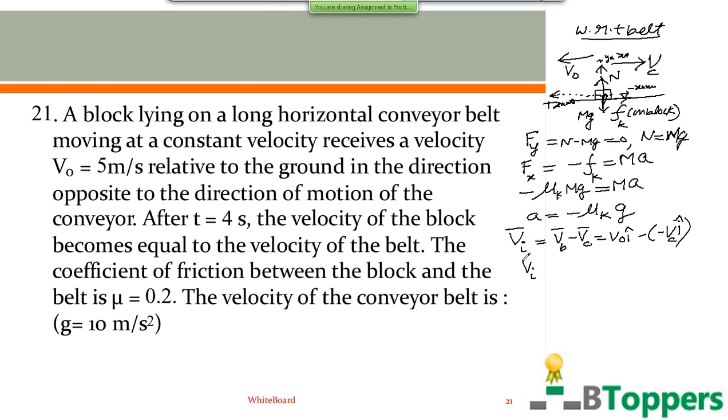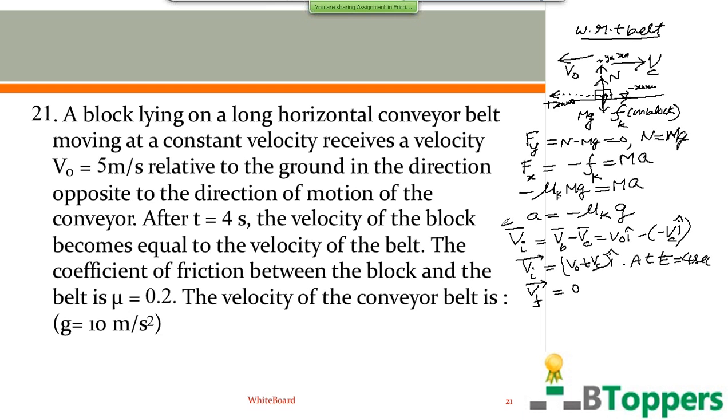Therefore, the initial velocity vi bar is the initial velocity of the block with respect to the belt. That will be v naught plus vc into i cap. At t equal to 4 seconds, the final velocity of the block becomes the same as the velocity of the conveyor belt. That means the relative velocity of the block with respect to the belt becomes 0 at t equal to 4 seconds. So vf bar is the final velocity of the block relative to the conveyor belt.